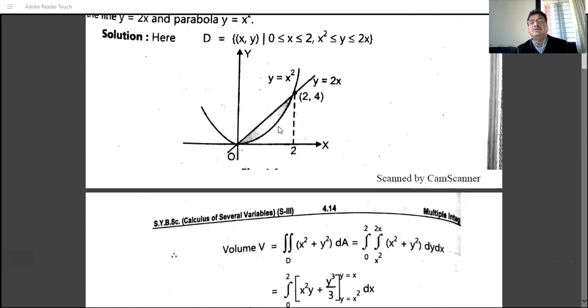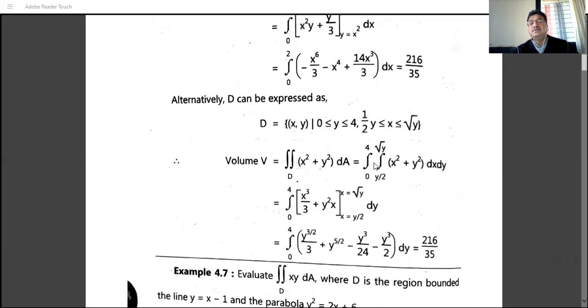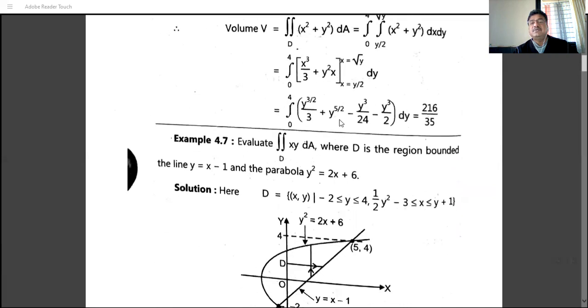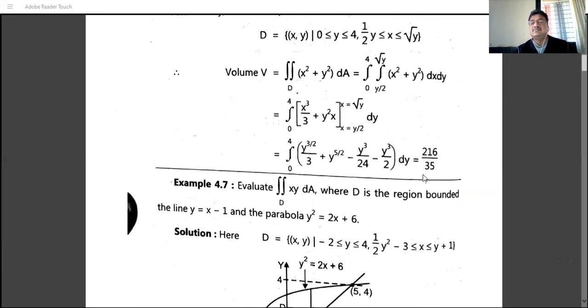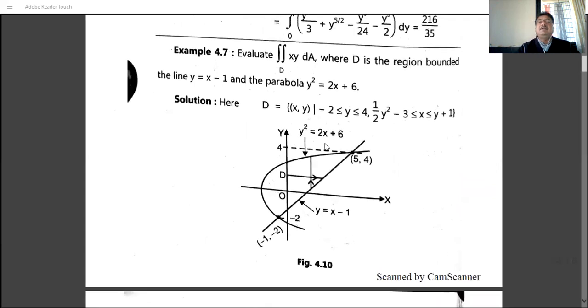To cover this total area, if we draw the strip parallel to the x-axis, then we have to move this strip from this point to this point, that is 0 to 4. This y coordinate is 4, so 0 to 4 in order to cover this. Therefore the lower limit is 0, the upper limit is 4, and we have the same answer, 216/35. So the remaining problem we will discuss in the next lecture.